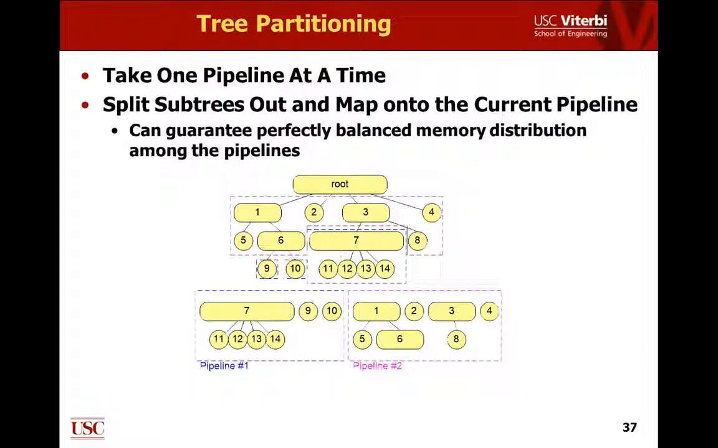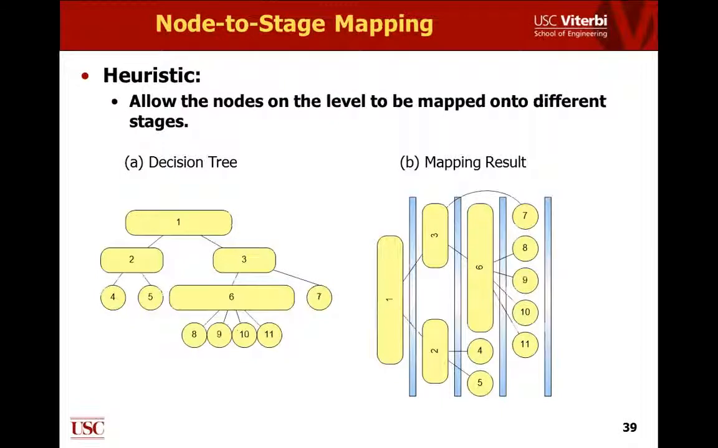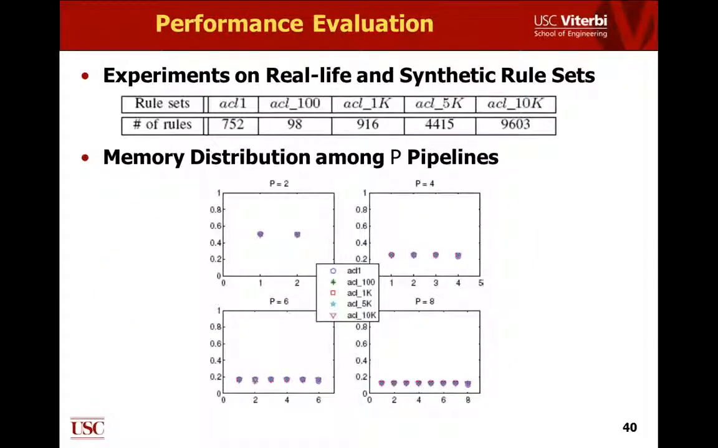We have developed a number of heuristics for doing it, and based on that I'll show you some experimental results for the various routing tables that we have considered. So we've taken various rule sets. What is shown here is the various available rule sets in the research community. And then I'm showing in the diagrams, trying to measure, as you increase the number of pipelines, can we still get a uniform distribution of memory across those pipeline stages?